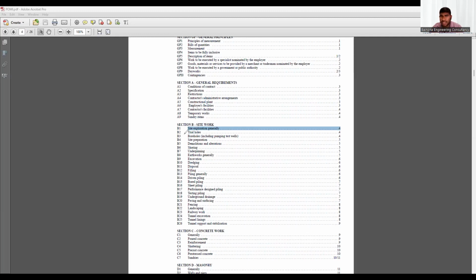Then there are trial holes. It's like trial holes and boreholes. Boreholes are sometimes done for soil investigation. Sometimes you do them for water. What do you call this? Dewatering. And what is the trial hole? It's like you have to do some trial excavation. We call it trial excavation, to understand.